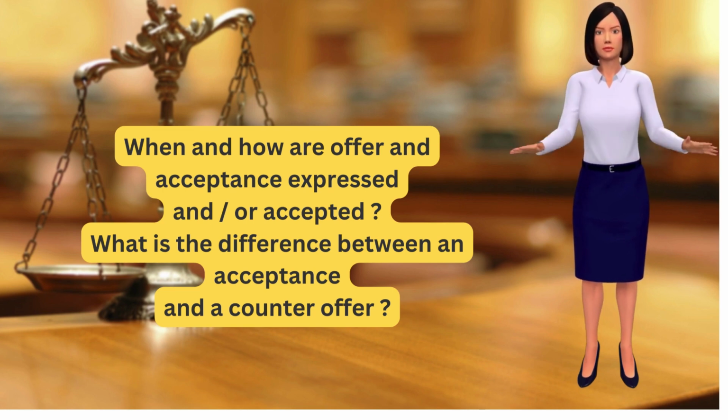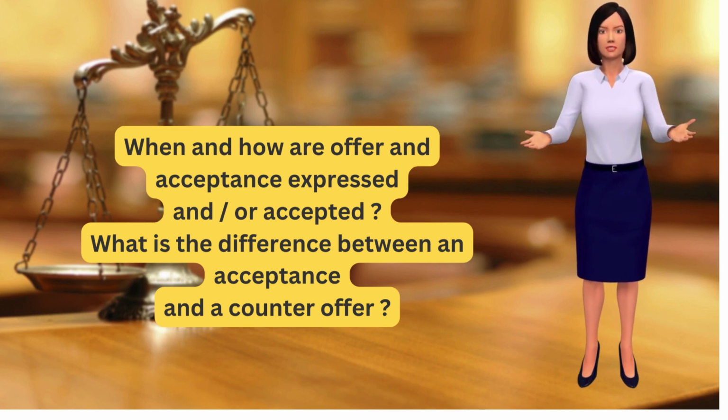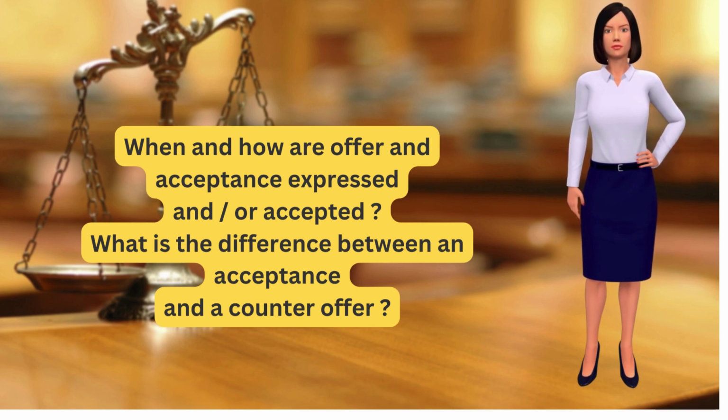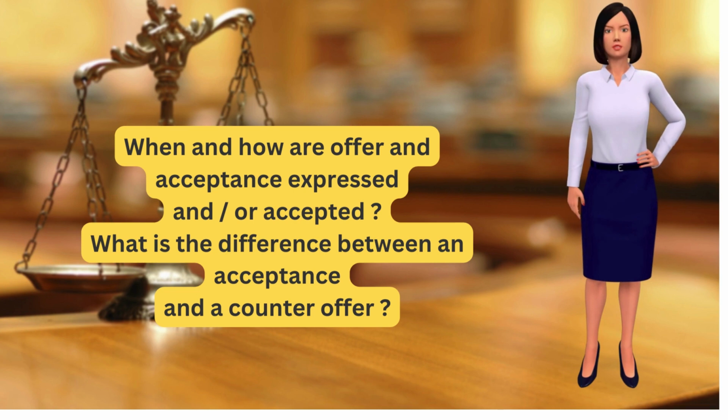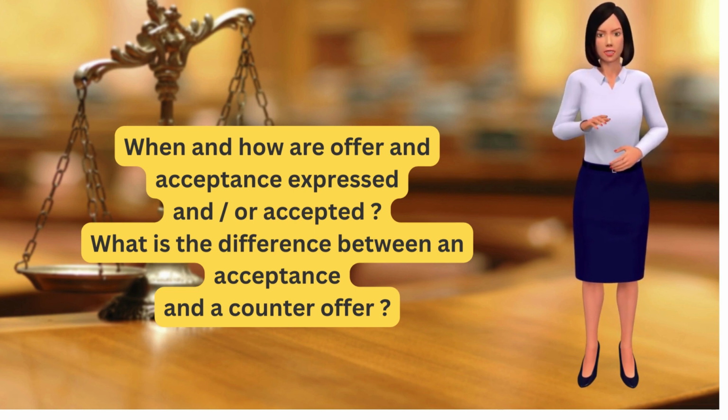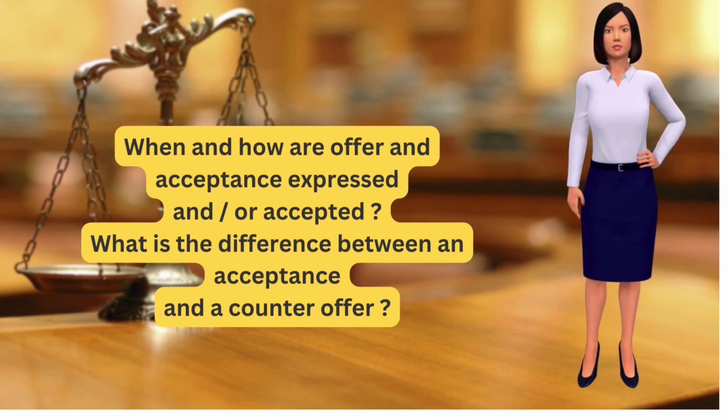For example, a machine tool manufacturer offers to sell a lathe for $5,000, which the offeree accepts under the provision that the manufacturer include a 5-year warranty. The demand for a warranty creates a counteroffer, and so voids the original offer.